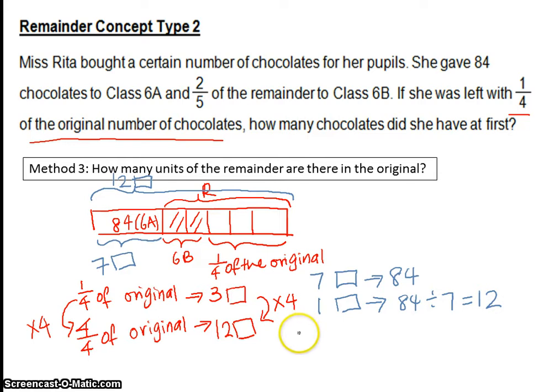Okay, since we need to find how many chocolates did she have at first, that means we're actually finding 12 units of the remainder. Okay, so 12 times 12, 144. Okay, so in this method, we're actually finding out, in the original, how many units of the remainder are there.